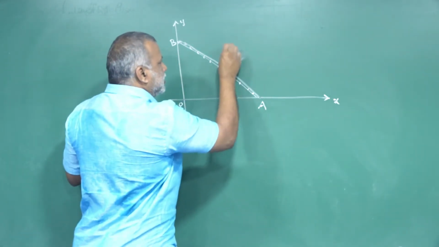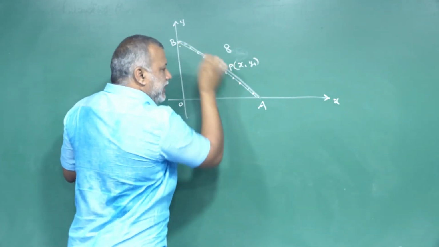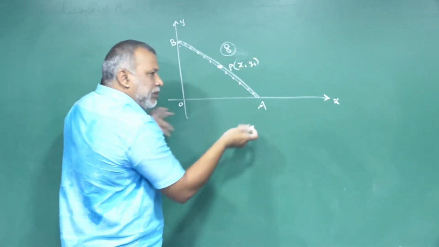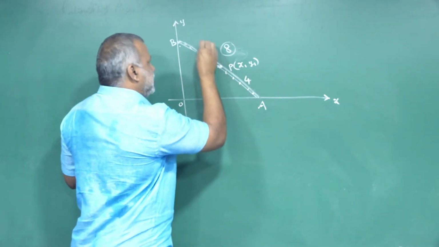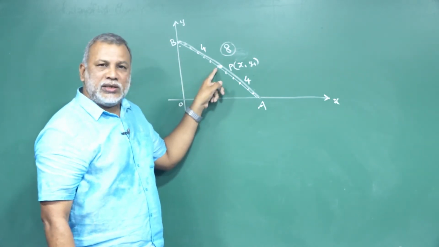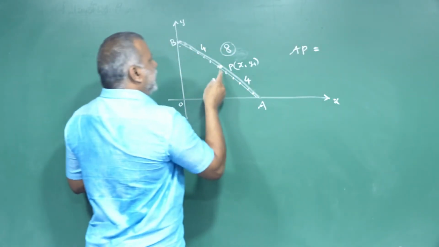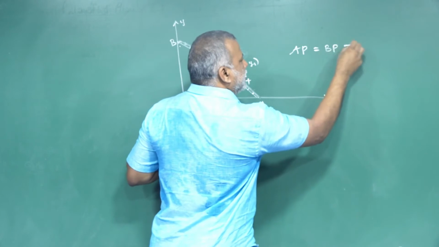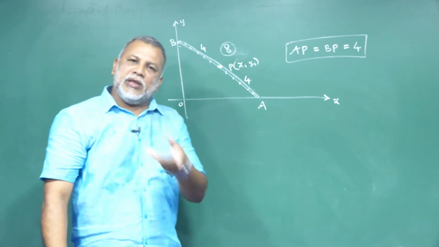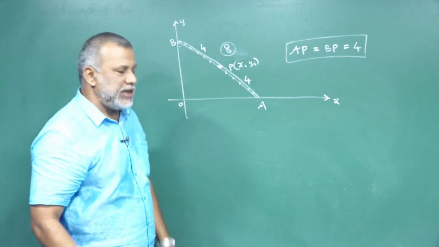I am selecting P of x1, y1 as any point. But AB is a length of 8 units. If P is the midpoint, then what should be the length here? It should be 4 units. Here also 4 units. You can understand. So the total length is 8. If P is the midpoint, then AP equals 4, and BP is also the same. This is the different formation when compared with the previous. In the previous question, A and B were different units. Here 4 and 4 are the same distance, same value.